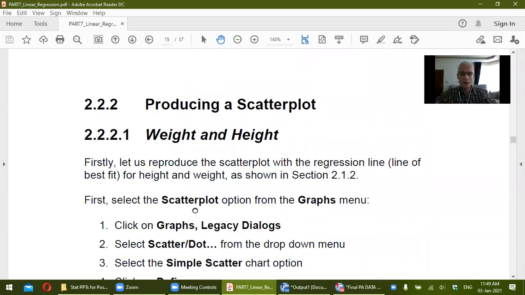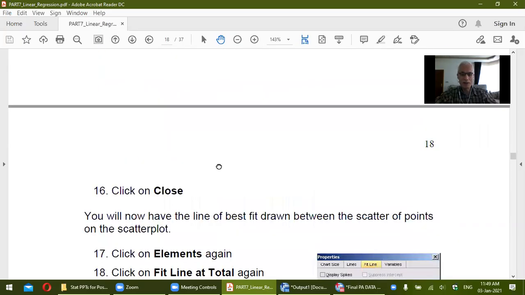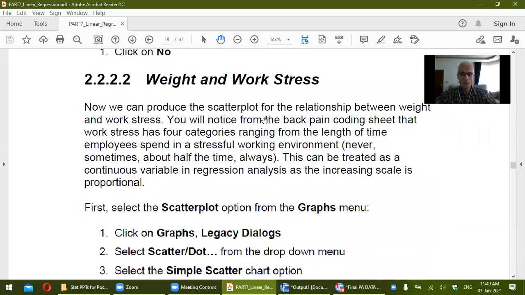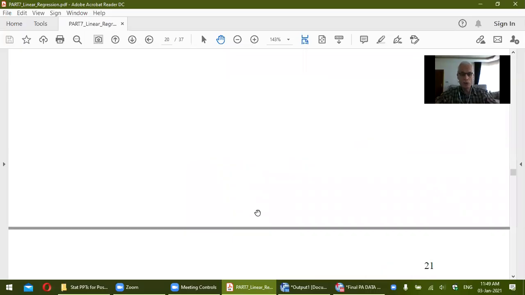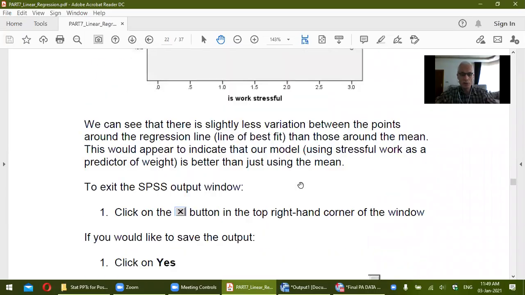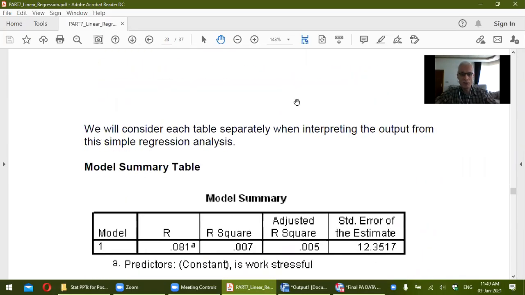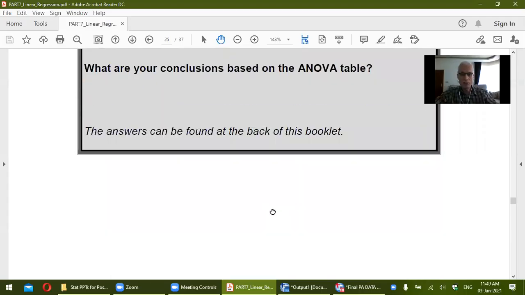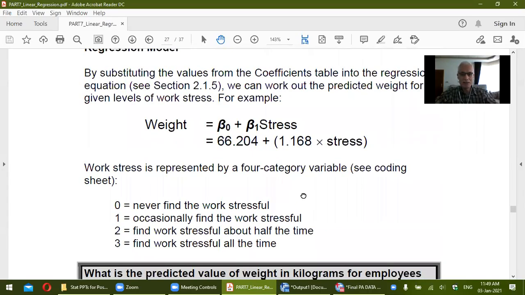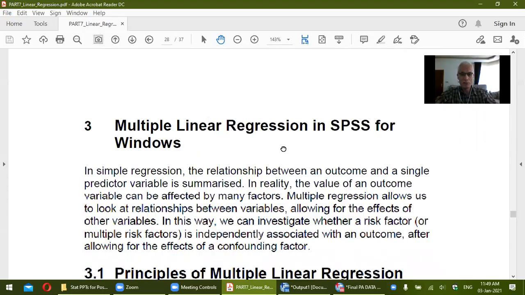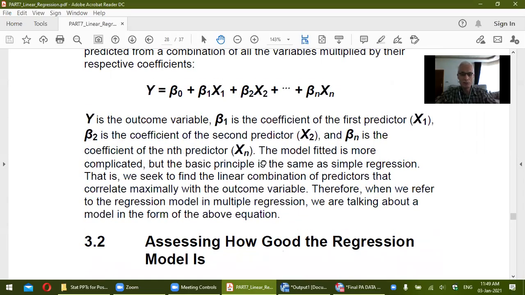Now this is the weight and height, and this is your PDF, the training PDF. Let's see whether there is multiple linear regression. Here, work stress, weight and work stress. I think here he has introduced another variable. Well, again here it is simple linear regression. I think there is something about multiple linear regression. Again, this is simple linear regression. Oh, this is multiple regression. So this is multiple linear regression.